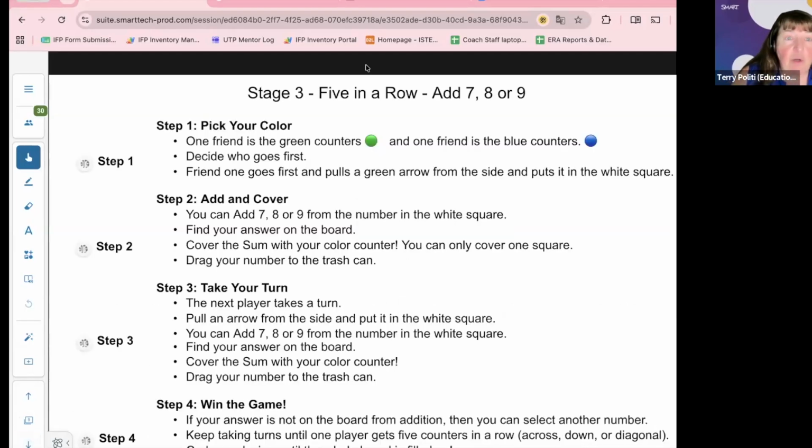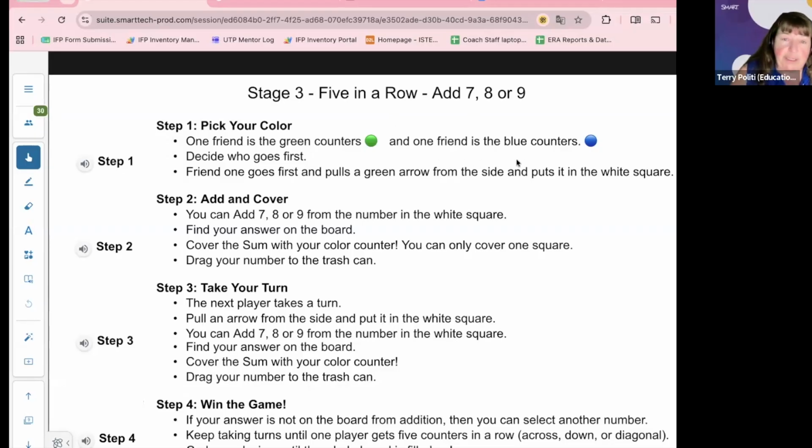The second page is always the directions page. If this were me, I would have already known the directions. I would have read them. I would have understood them. If you're teaching 3-5, the kids might be able to read them themselves, or there's also audio directions that they can listen to as they go along. So the game we're going to play when we play it, don't try to play it yet, is we're going to do 5 in a row, add 7, 8, or 9.